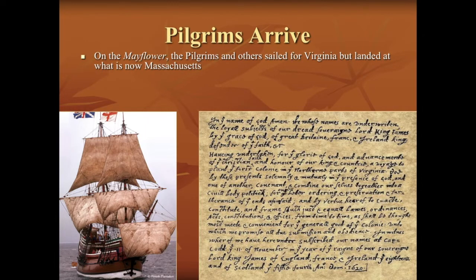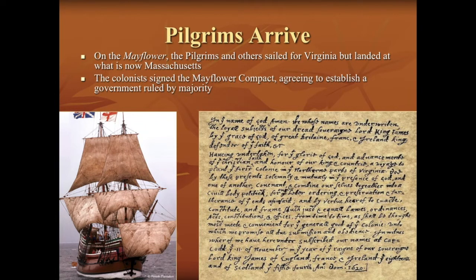And in their minds, this was a sign from God that they were supposed to start in Massachusetts. They landed in what is now Cape Cod, and they basically felt like they had been given a new piece of land outside of Virginia to worship as they saw fit.